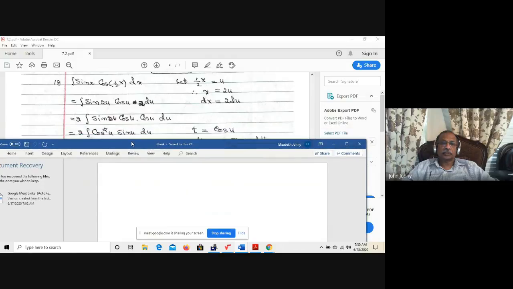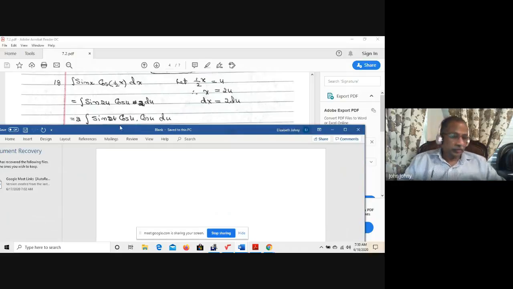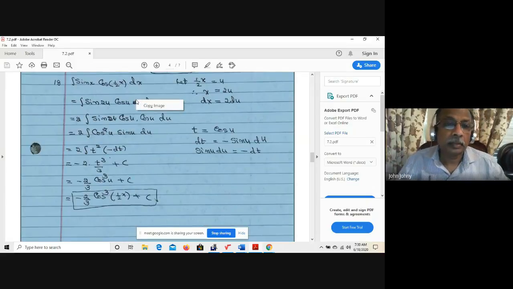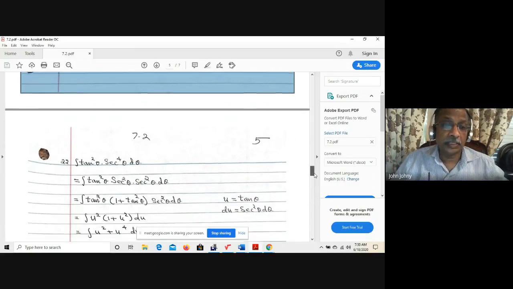Yeah, I think there is a mistake here. Number 18, there is a mistake there. Sine 2u is 2 sine u cos u, so there is one more u here, one more 2 there. And so this final answer is not right. I will redo number 18 later.